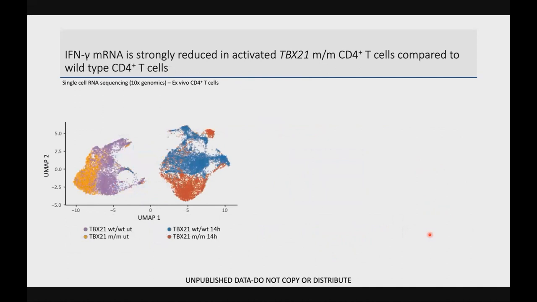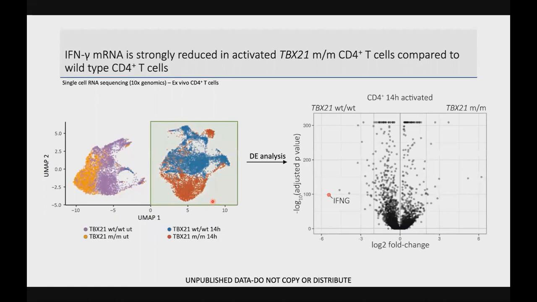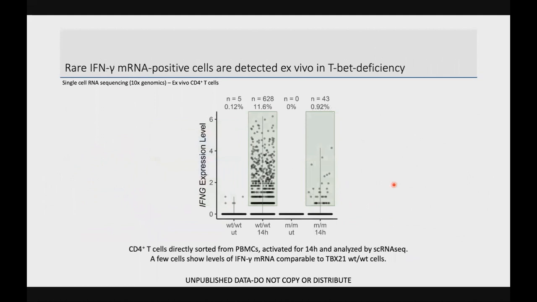So the single cell RNA-seq performed on resting and activated CD4 T cells isolated ex vivo show that in the patient there is in fact a very strong deficit in interferon gamma production. You see that interferon gamma is indeed the gene most differentially expressed in this comparative analysis. However, even in this sample, a few T cells were able to produce interferon gamma, and some of them actually at levels comparable to the levels detected in the wild-type control.